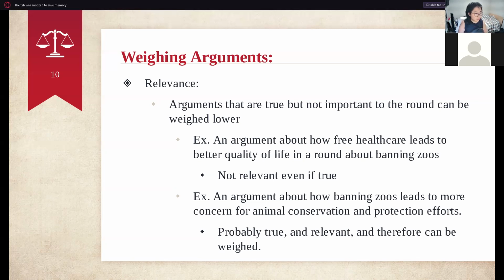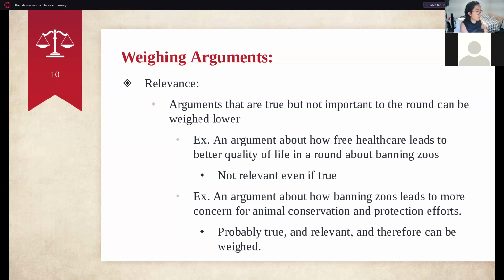The next one, for example, is an argument about how banning zoos leads to more concern for animal conservation and protection efforts. You could feasibly argue that this is less important than getting everyone free healthcare, right? In terms of impacts. But even if it's less important in terms of impacts, this is probably going to be significantly more true in this debate. It's probably also going to be more relevant than the previous argument about healthcare as well.